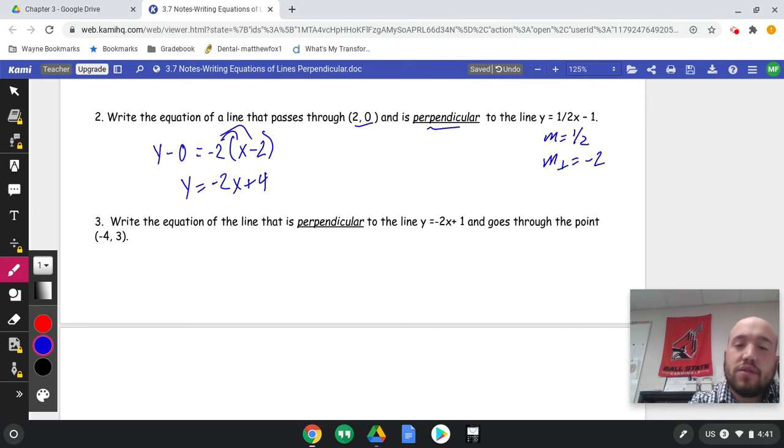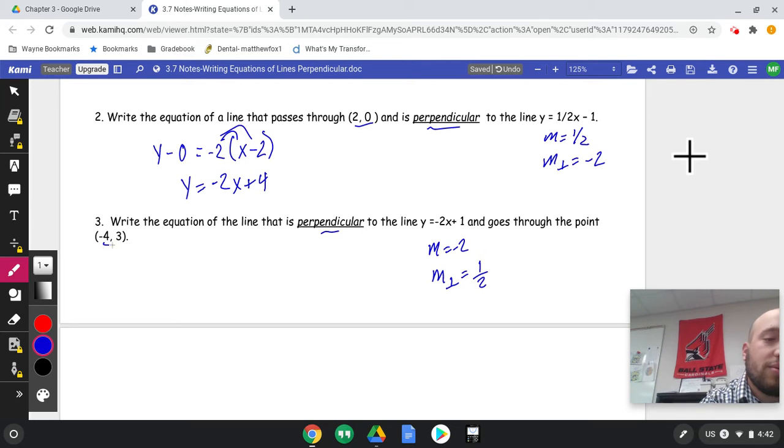This original slope is negative 2. So since it's perpendicular, remember if it was parallel, that'd be the slope we'd use, but it's perpendicular. So it's going to be the opposite reciprocal. Instead of negative, it becomes positive. Instead of 2, it becomes 1/2. So our slope we're going to deal with is 1/2. And now we're going to plug in these points.